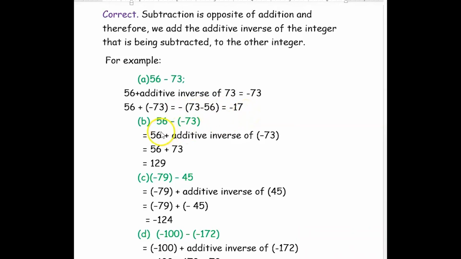Then the next example is 56 minus negative 73. What is our statement? Subtraction is opposite of addition. So instead of subtracting, we have to perform addition. So 56, instead of subtraction we are adding, plus the additive inverse of the number. Here the given number is negative 73, so the additive inverse of negative 73 is positive 73. So our result is 56 plus 73, which is 129.